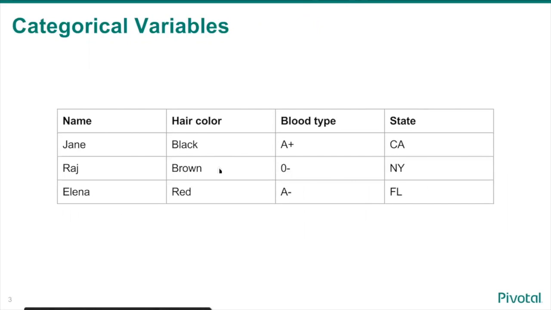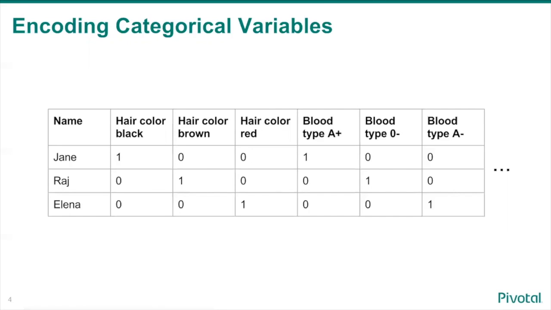We had to divide that into, in the case of 3 hair colors, 3 different columns, or as data scientists would say, 3 different features for the model. So Jane has hair color black, so this value here is 1 for this feature. Raj and Elena don't, so it's 0. Raj has hair color brown, value of 1 here. Elena has hair color red, value of 1 here. Same idea for blood type and whatever other categorical variables there are. So if you can cast your categorical variables into this form, then you can use them in regression, as an example.